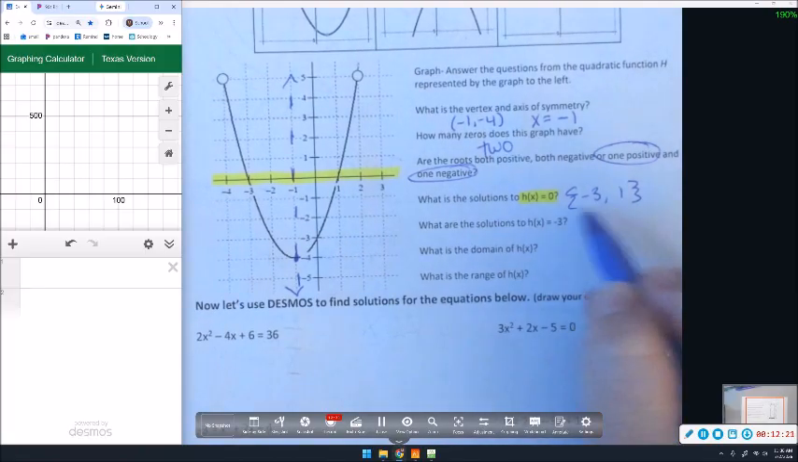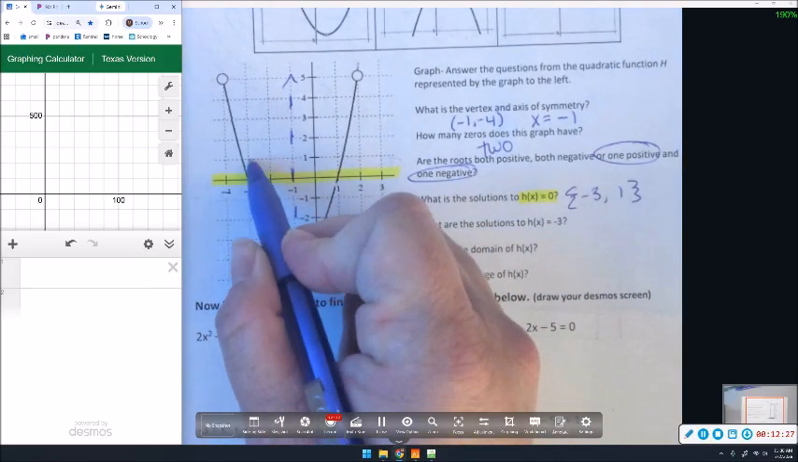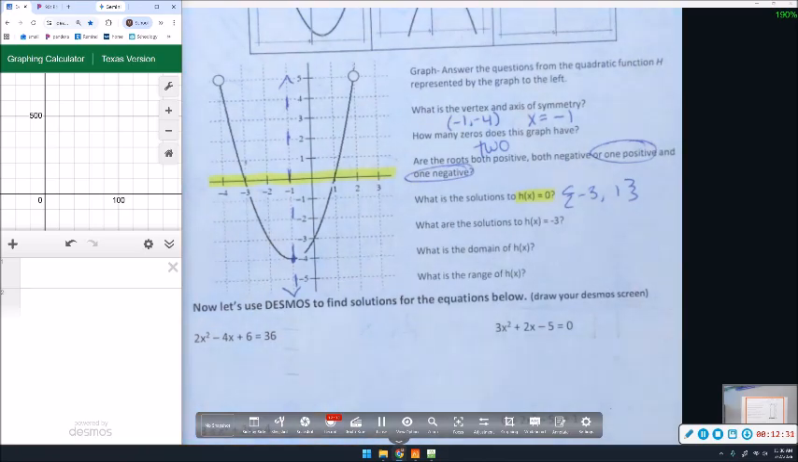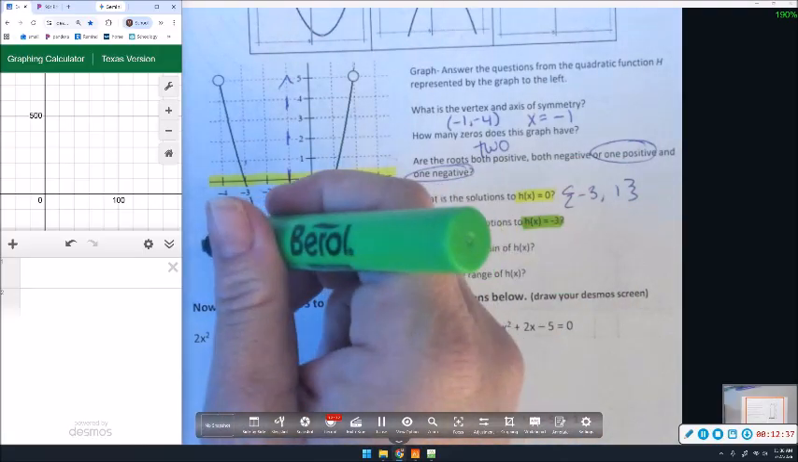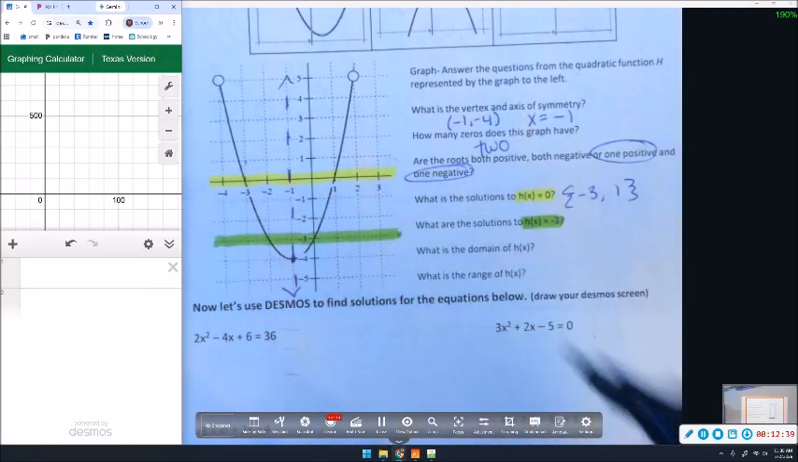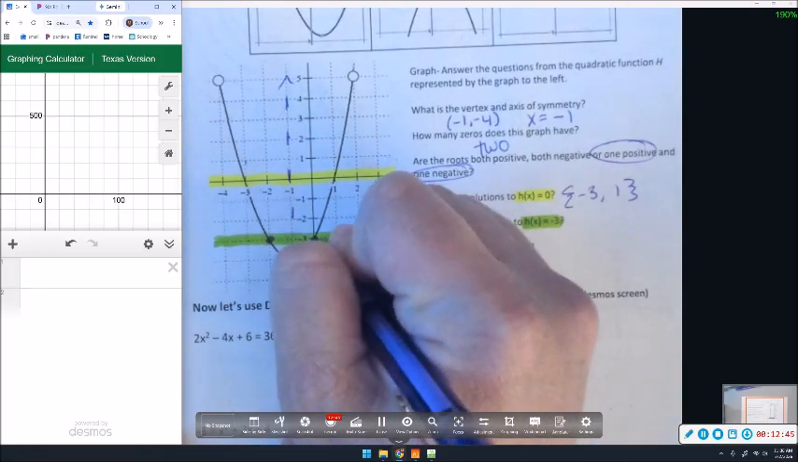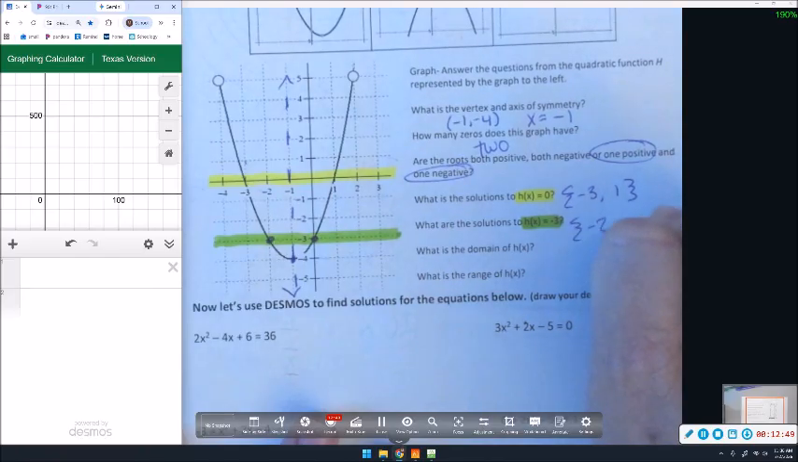Can I put this answer in parentheses instead of fancy brackets? No, because parentheses would be you telling me the solution's -3, 1, which is right here, and that's not my answer. Okay, what are the solutions to h of x equals -3? Well, that's going to be down here at a height of -3. Where does it touch? -2 is one of them. What else? 0. Be careful, it's on that axis, so it's going to be 0. So it's -2, 0.